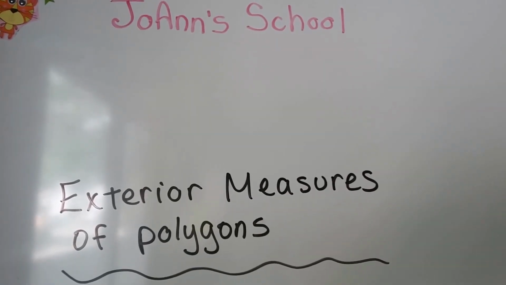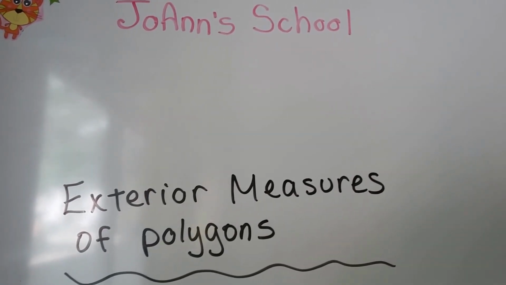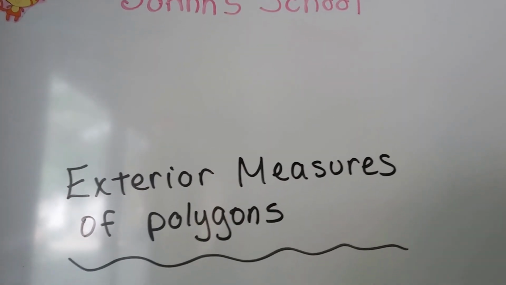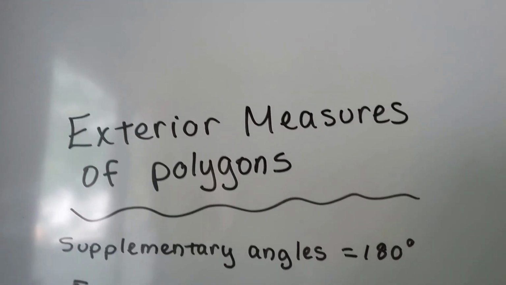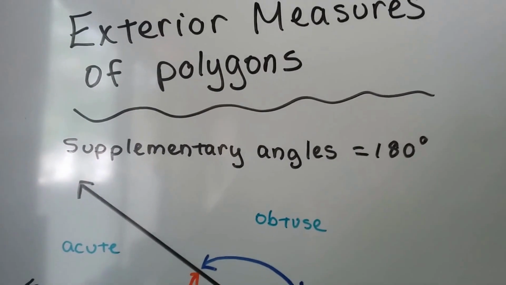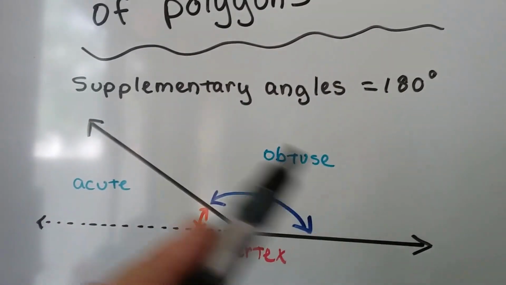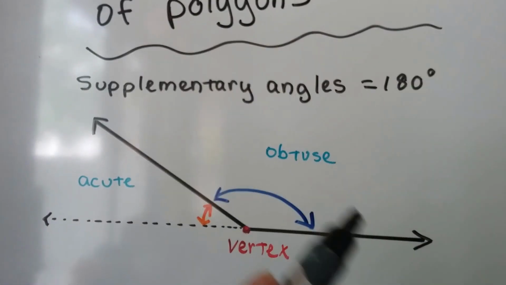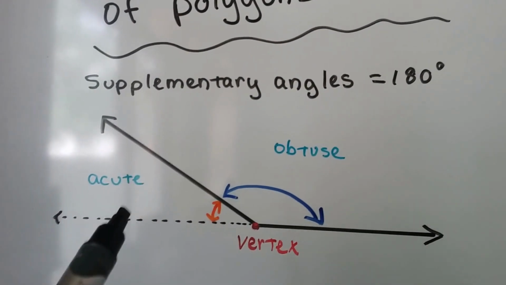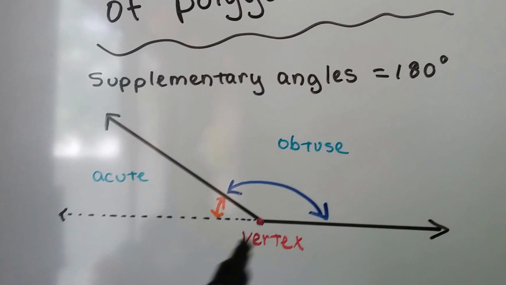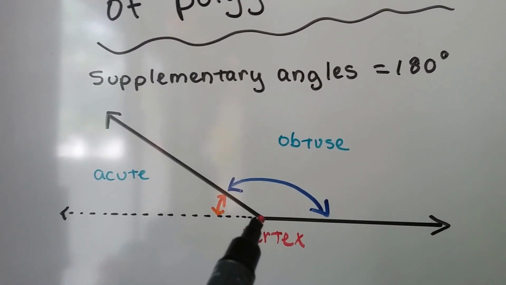I'm going to quickly talk about exterior measures of polygons. Someone asked me a question, and even though I do have videos about this topic, I thought I'd go over this very quickly. When we have an angle that's open larger than 90 degrees, it's obtuse. And if it's smaller than 90 degrees, it's acute. And this point right here is the vertex.